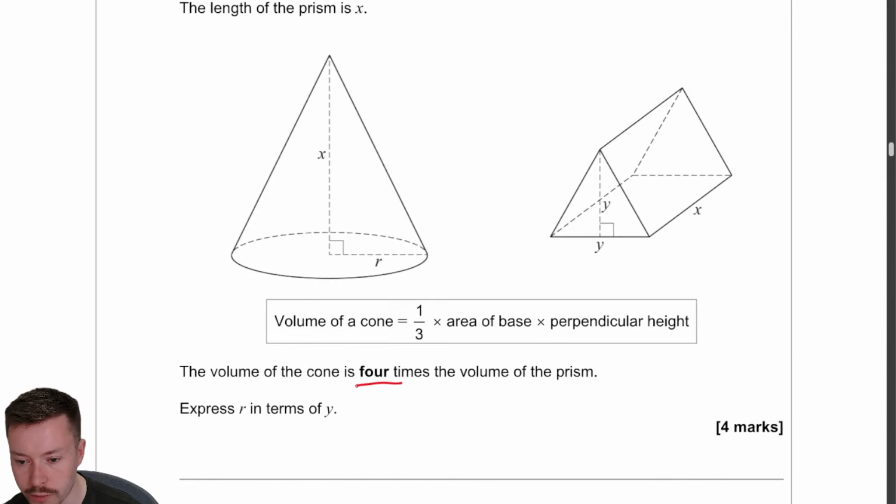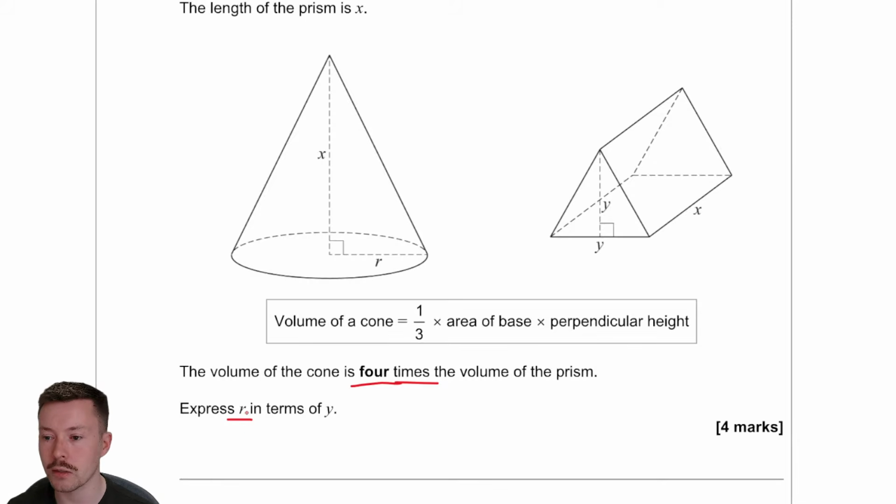The volume of the cone is 4 times the volume of the prism. Express r in terms of y. What that tells me is we're going to need to substitute in for x, to eliminate the x, then we just have r and y left. Right, so let's do the volume of the cone.